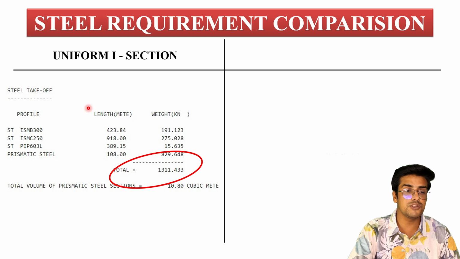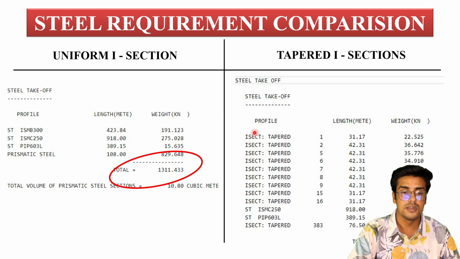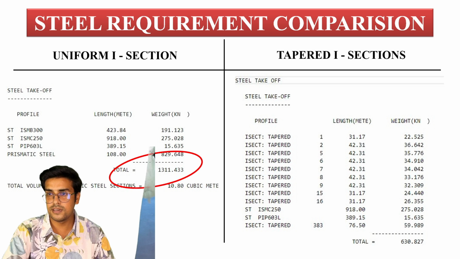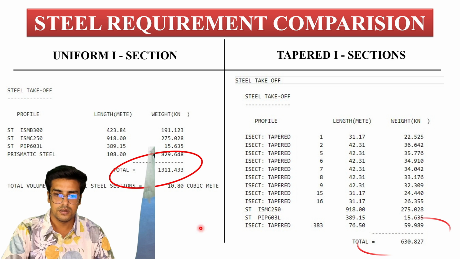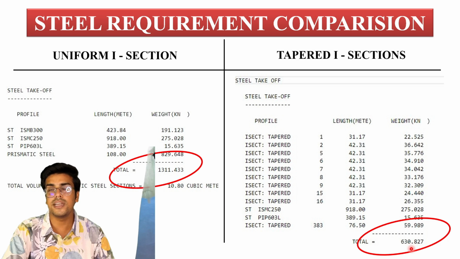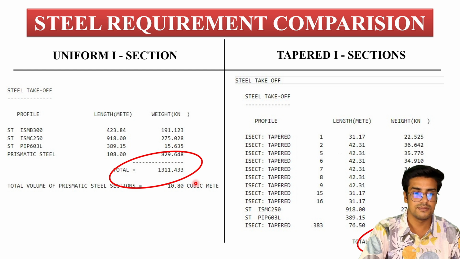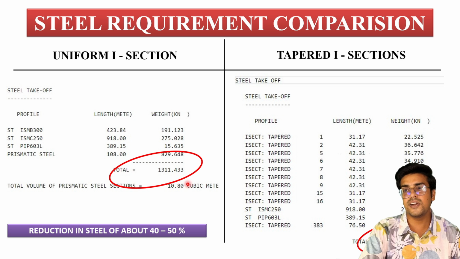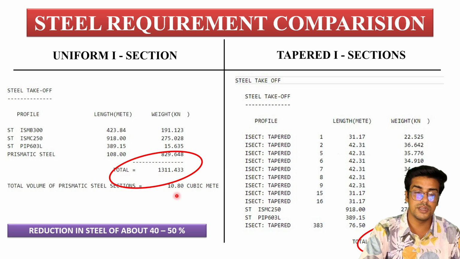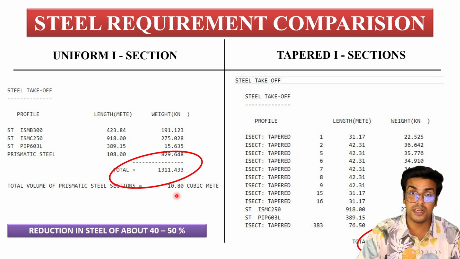But when the same geometry was designed with the tapered section, you can see the requirements are very much less, 630.827. So you can easily see that there is a reduction in steel of about 40 to 50%. Okay, I have just taken a simple static case in which I have only taken the self weight of the structure. I haven't even taken the UDL, just for simplicity.